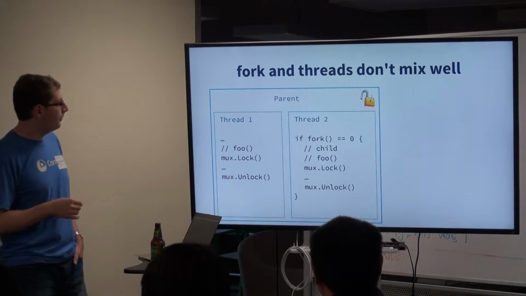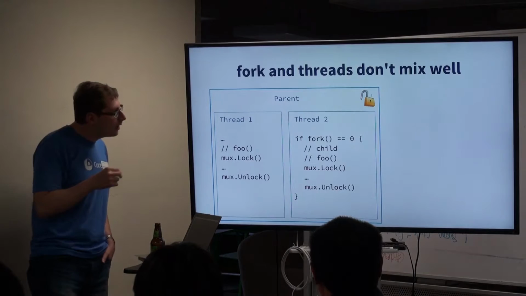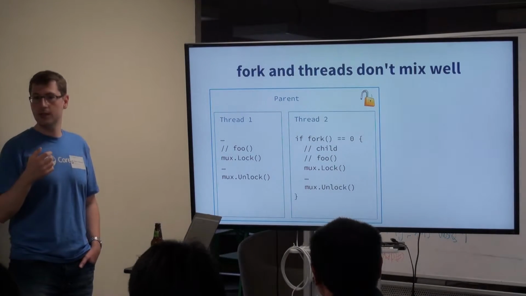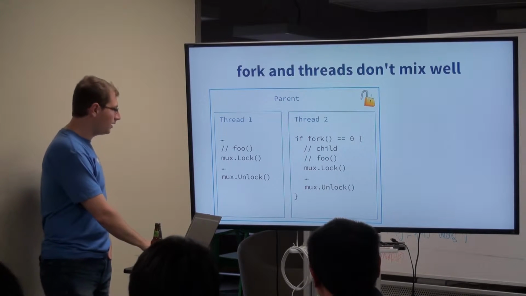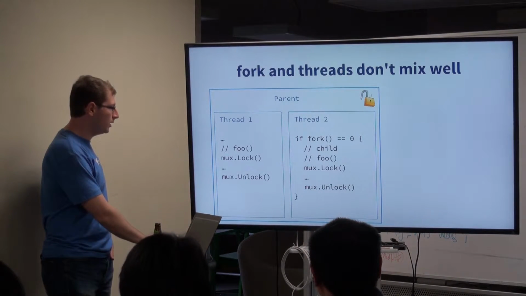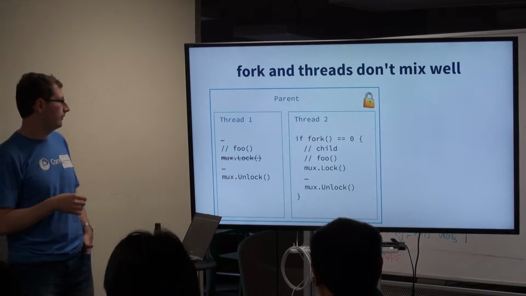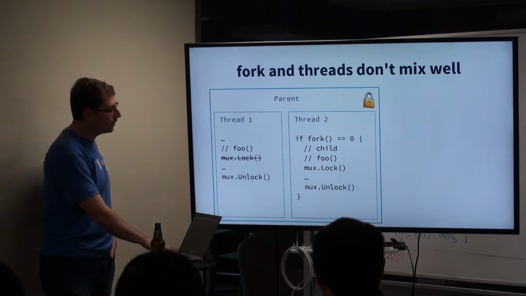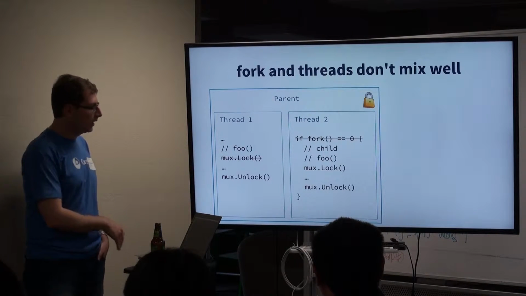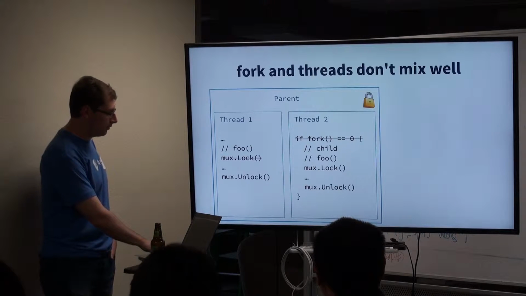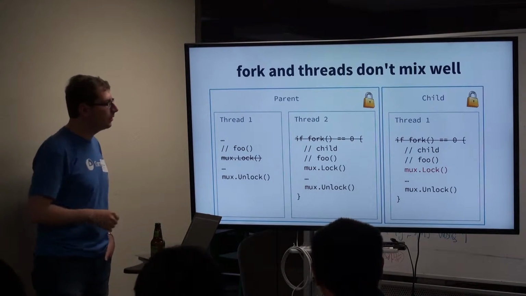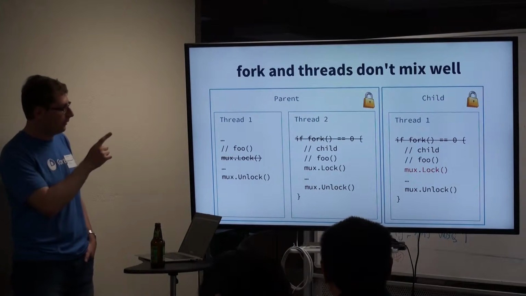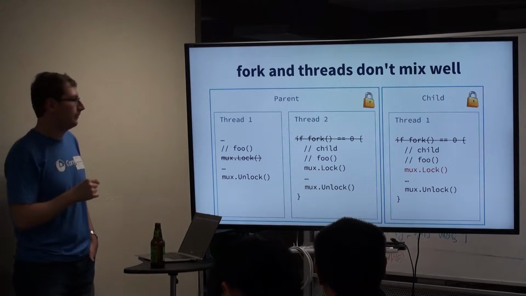Okay. The lock in the corner is the state of the mutex. Initially, the mutex is unlocked. The first thing that happens is thread one runs, executes this instruction, and takes the lock. Next up, thread two runs and forks off. Here it executed the fork command, so a child process gets created. The child process is going to have only one thread, which is the thread that called the fork.